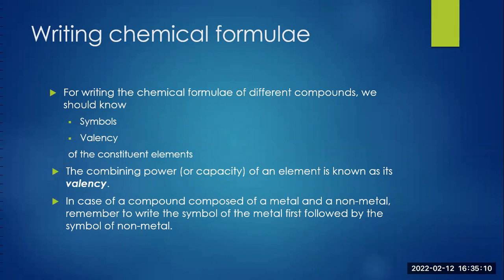Another rule for writing the chemical formulae is, in case of a compound composed of a metal and a non-metal, we should remember to write the symbol of the metal first, followed by the symbol of the non-metal.